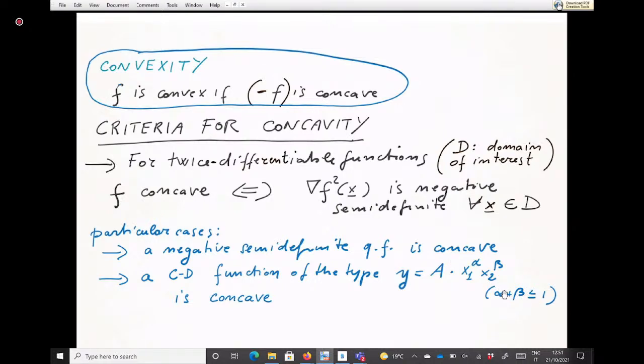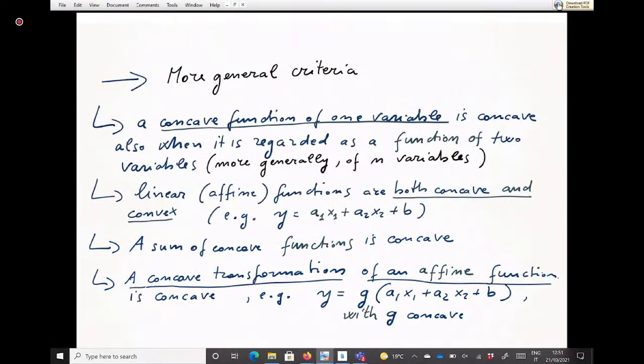So they must be positive. If their sum is not larger than 1, it is concave. If it is strictly smaller than 1, it is strictly concave. So it's very easy to remember this, okay? These are two very important criteria for common functions. There are more general criteria.